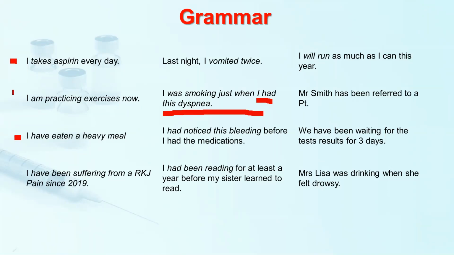The first example, I take aspirin every day. This is a habit, a usual habit. So it is the present simple. What about this one? Mrs. Lisa was drinking when she felt drowsy. This one is also past continuous. Was drinking, then interrupted by the second action, felt drowsy, in the past simple. Yes, great.